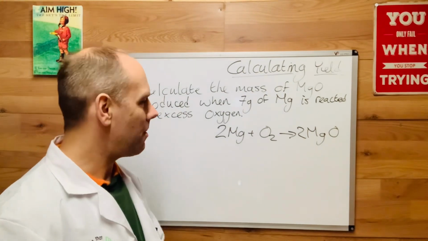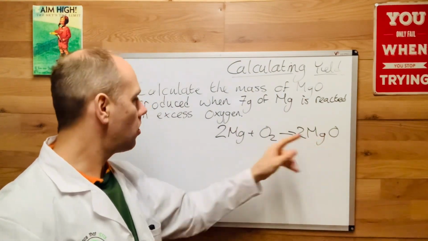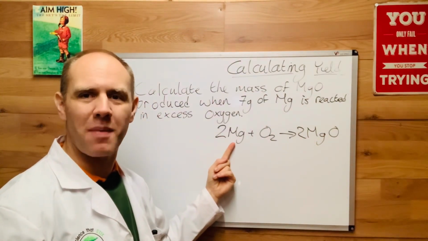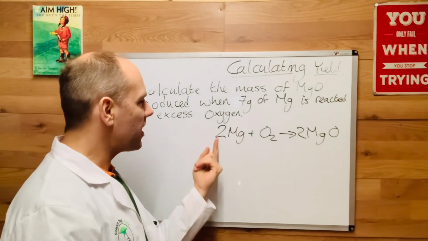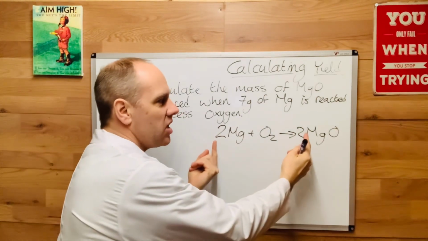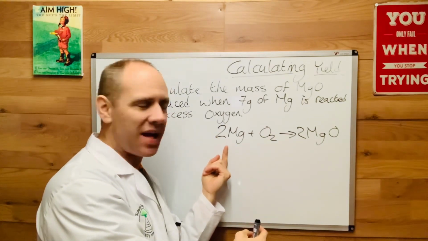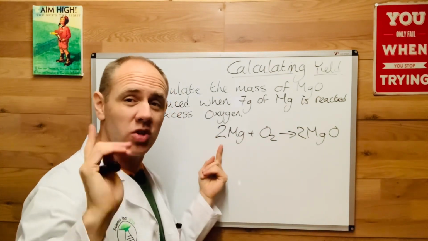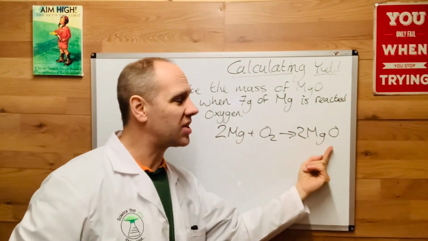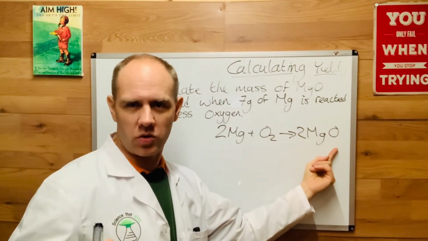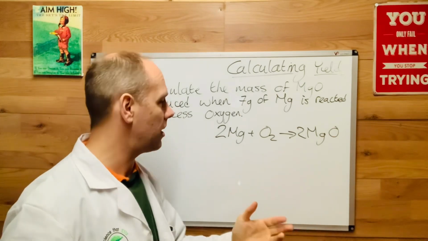I'm asked about how much of this I can make when I've got 7 grams of magnesium. The fact that it's 2 here and there's a 2 there simply means that whatever number of moles of this I've got, I'm going to have the same number of moles of product. So that's an easy concept.